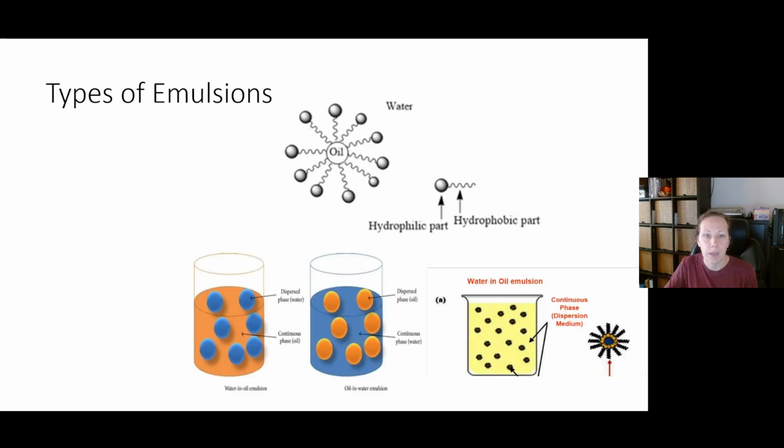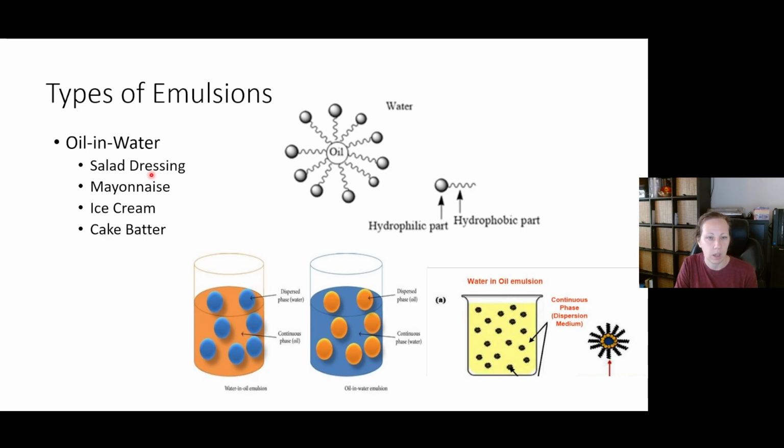So there's two types of emulsions. I don't remember whether we've covered this before. If we have, great, more review. Oil and water emulsions. Okay, so this means that the continuous phase of the emulsion is water. So oil in water emulsions would be things like salad dressing, mayonnaise, ice cream, cake batter. And so we have more water actually in this emulsion than we have oil.